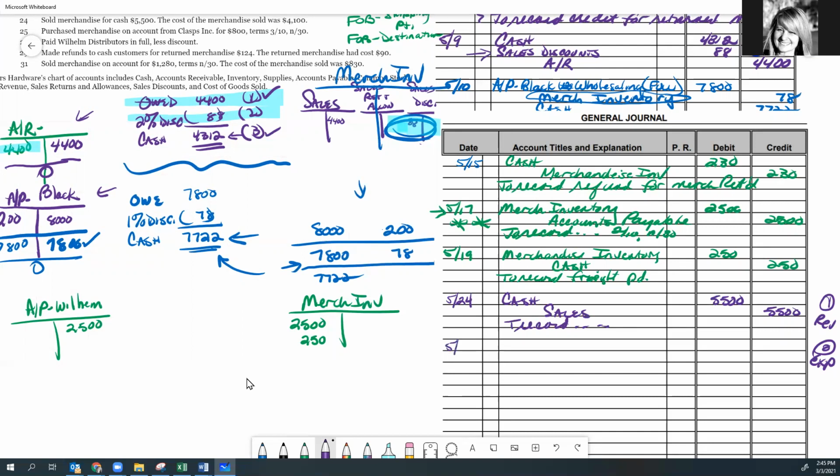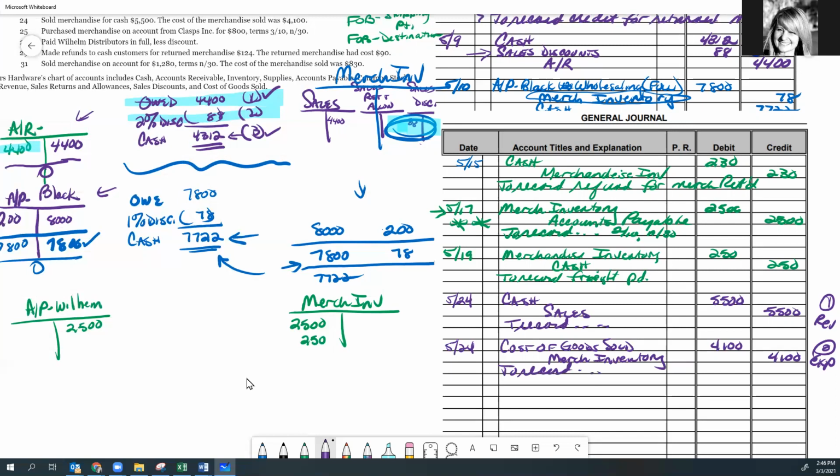As we said, the date is the same and the account name is called cost of goods sold. So we're going to debit that account. It's an expense account for the amount that those goods cost us, which was $4,100. And we're going to credit our merchandise inventory because we no longer have it. Our customer has it. So we're going to credit merchandise inventory for $4,100 to record cost of goods sold.